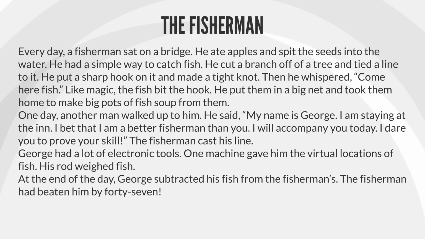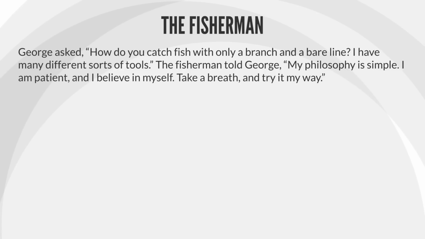George had a lot of electronic tools. One machine gave him the virtual locations of fish. His rod weighed fish. At the end of the day, George subtracted his fish from the fisherman's. The fisherman had beaten him by 47. George asked, "How do you catch fish with only a branch and a bare line?" "I have many different sorts of tools."